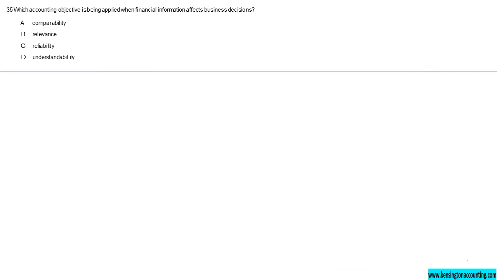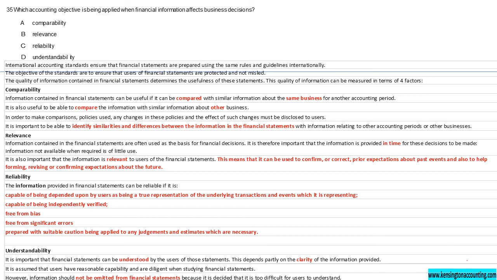Question 35 is about accounting objectives. Essentially, the quality of information contained in financial statements is very important because it determines the usefulness of these statements. And the quality of information is measured using these four factors. Therefore, these four factors affect the quality of information. These four factors are also known as accounting objectives. Now, very quickly, let's look at the main definitions of these four terms.